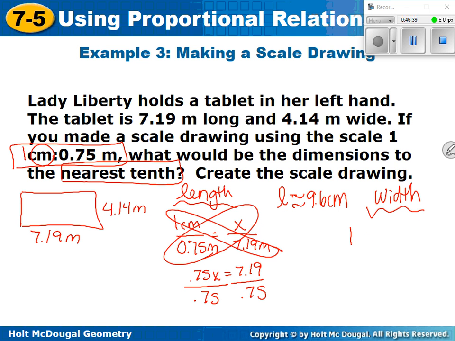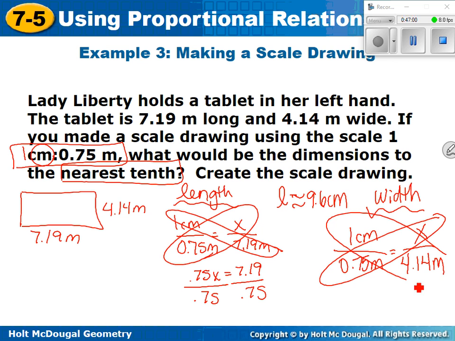We have 1 centimeter. Start with your scale. 1 centimeter to 0.75 meters equals, this time, what's the width? 4.14 meters. And again, it goes in the bottom where the meters are. And we put x in the top because that's what we're looking for. Cross multiply. So we get 0.75x equals 4.14.